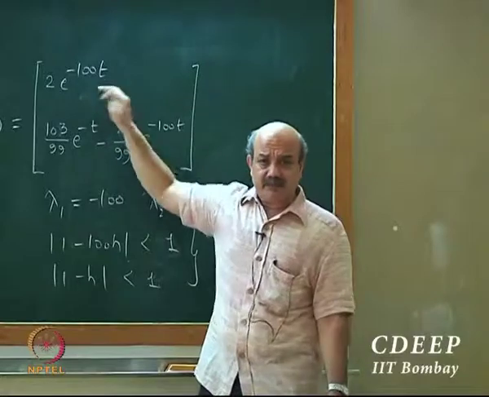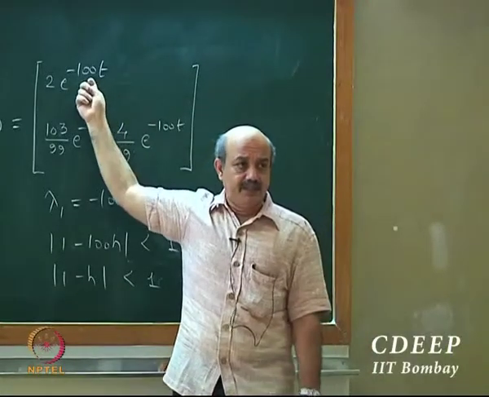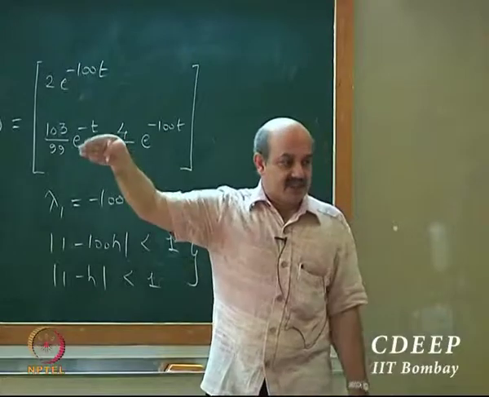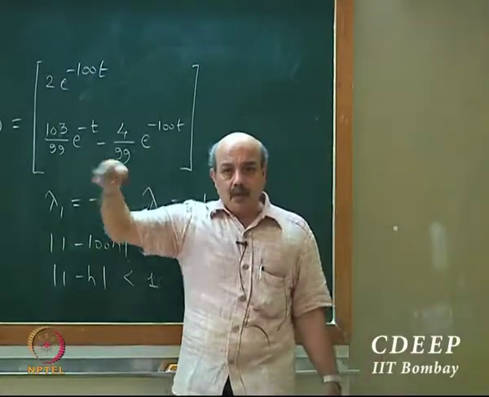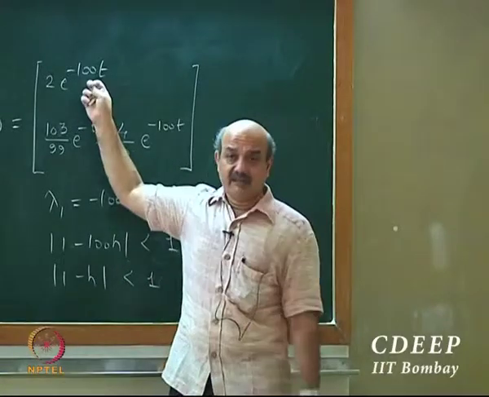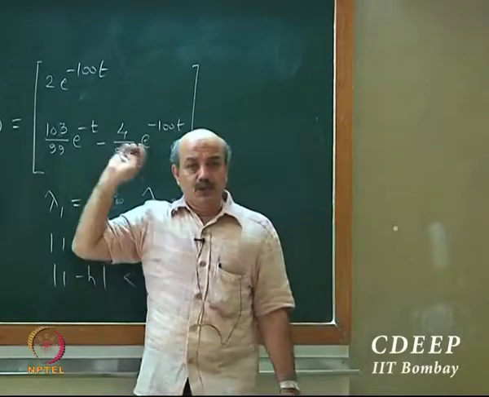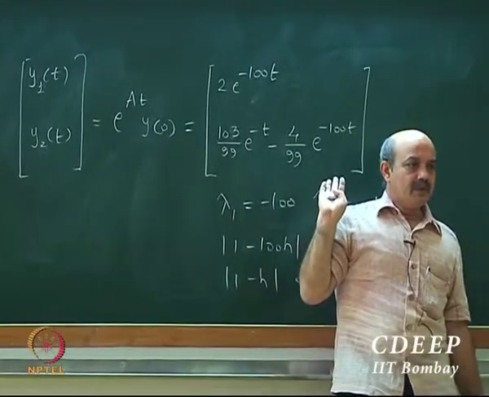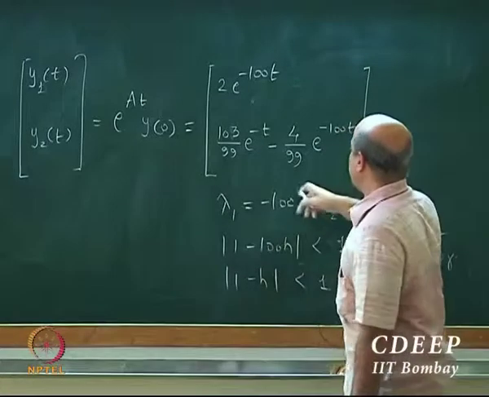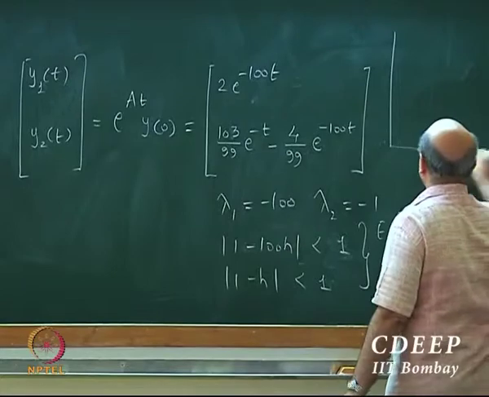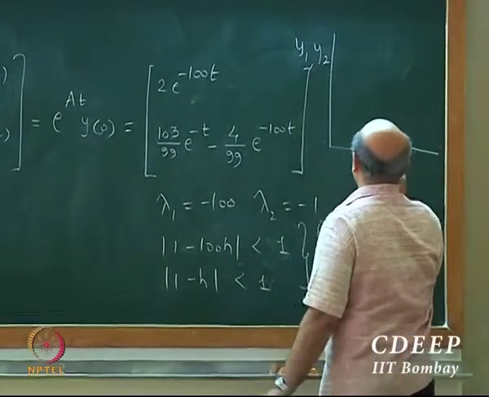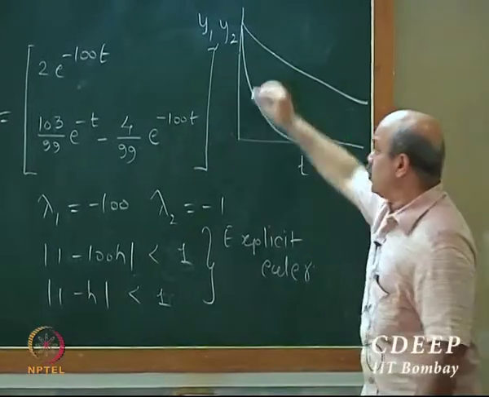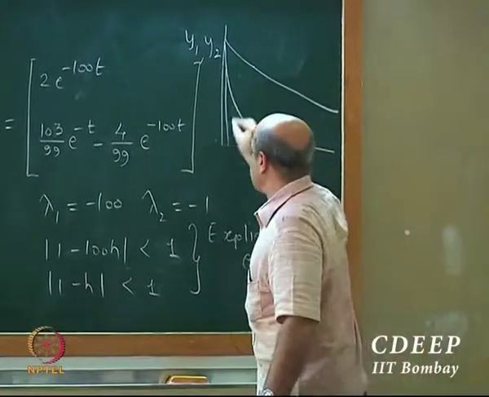But if you choose it based on minus 100t, you have to do too many steps of integration, so your computation increases. Nevertheless, you are forced to look at this eigenvalue when you choose the integration step size. Otherwise, you will miss out what is happening for y1, and you will be able to capture only y2 correctly. If you plot y1 and y2 versus t, one will decay like this and the other will decay like this. So if you want to capture this, you better choose small step sizes.